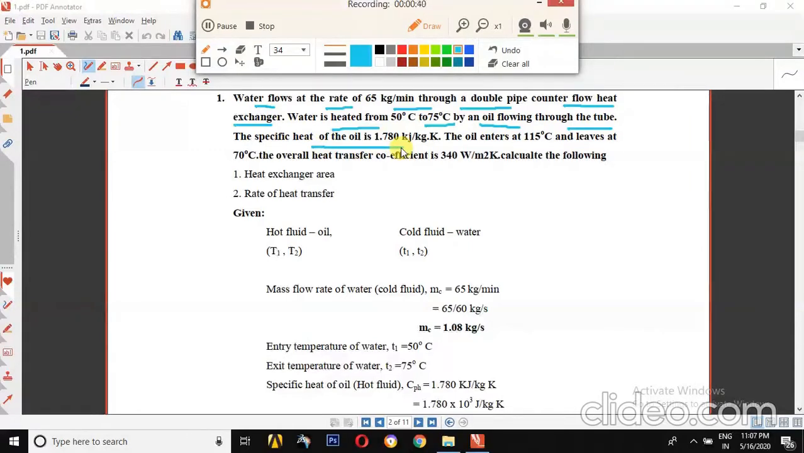The specific heat of the oil is 1.780 kilojoule per kg Kelvin. The oil enters at 115 degrees Celsius and leaves at 70 degrees Celsius. The overall heat transfer coefficient is 340 watt per meter square Kelvin. Calculate the following: heat exchanger area, rate of heat transfer.